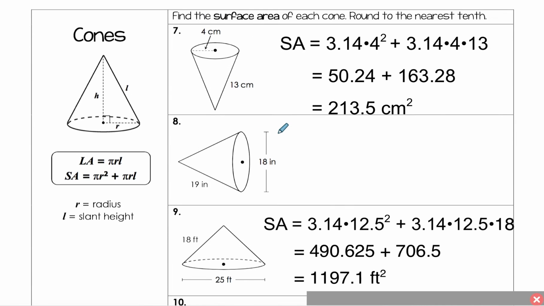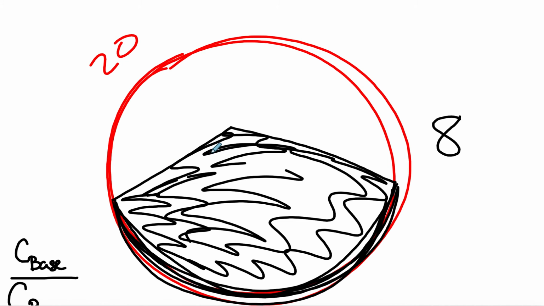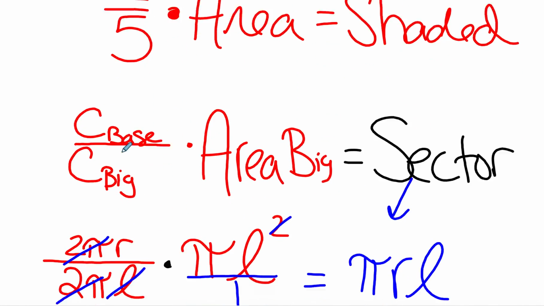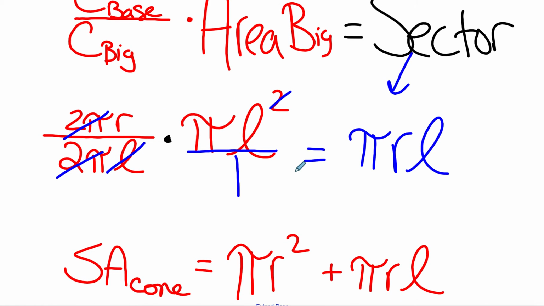And that's pretty much the sum up. I know you guys will be fine with plugging into the formula. On Thursday, I just really wanted you guys to understand the concept of how we actually found the area of the sector. And what we did is we found the fraction of the circumference, and we ended up figuring out that it all worked out to being pi r l. So that's where the lateral area came from.